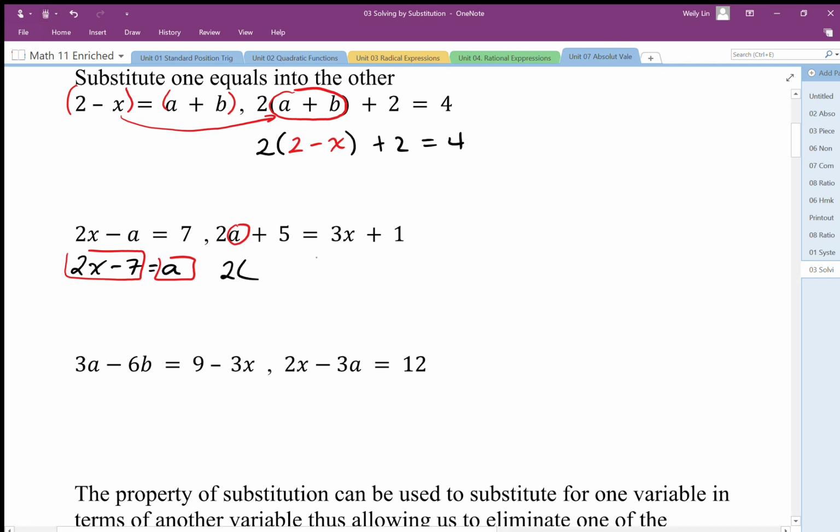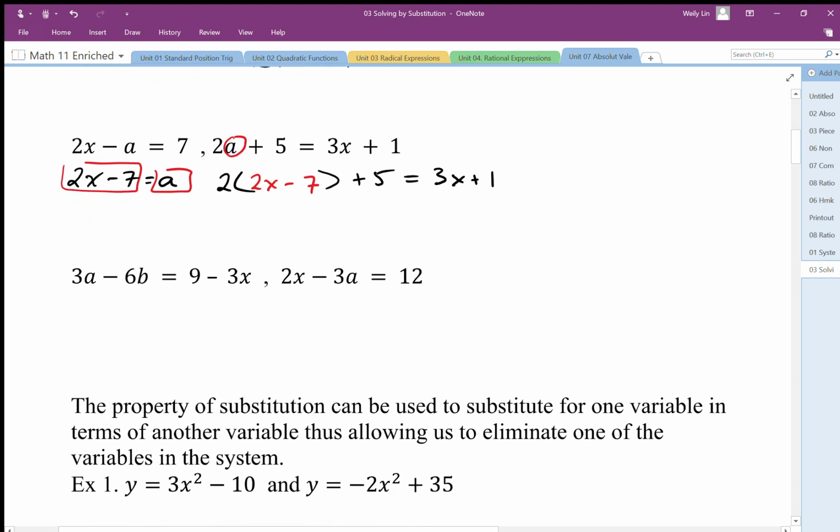So it looks like this: 2 times (a + 5) = 3x + 1. That a can be replaced by 2x - 7. And this is still an equation that's balanced. We went from a system of two variables and two equations to one variable in one equation, which then could be solved.